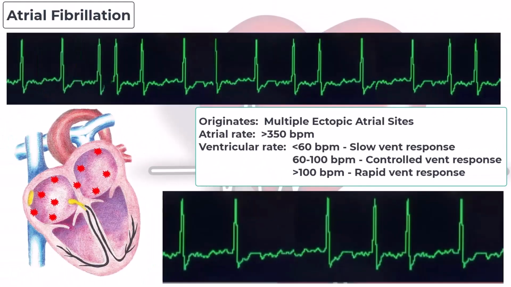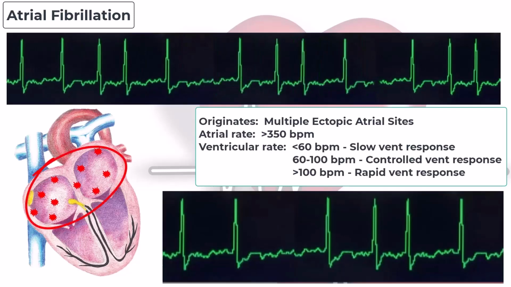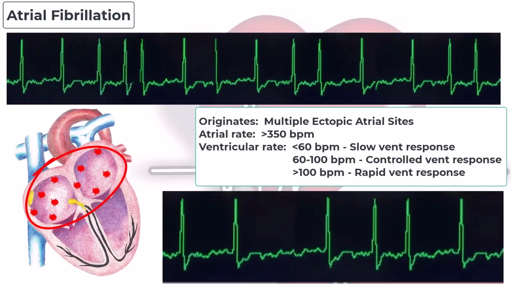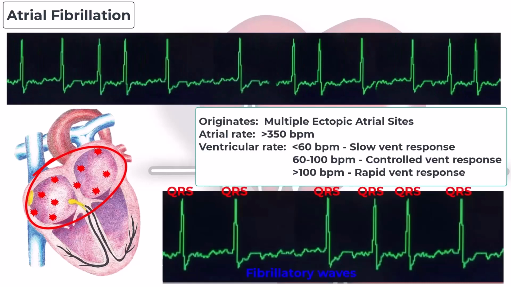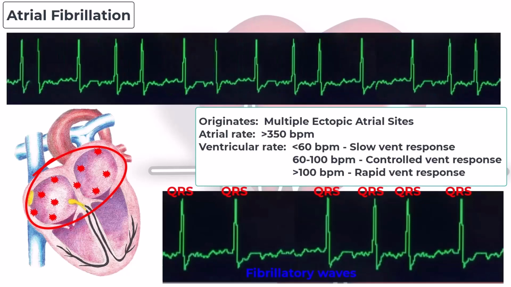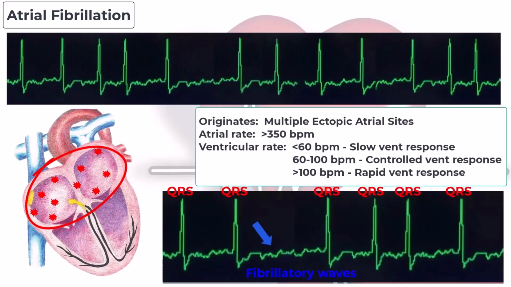This rhythm is atrial fibrillation. Atrial fibrillation is a rhythm that originates from many ectopic sites within the atria or upper chambers of the heart. In atrial fibrillation, the atrial impulses beat at a rate greater than 350 beats per minute, making the baseline of the ECG appear squiggly and chaotic.